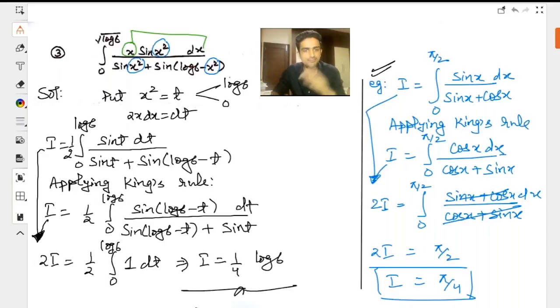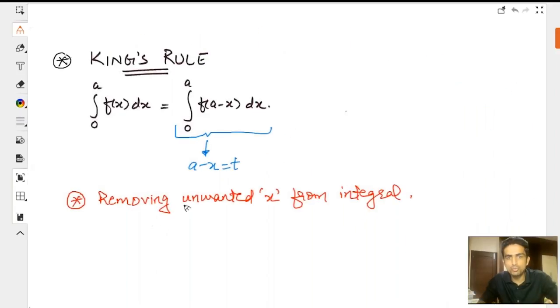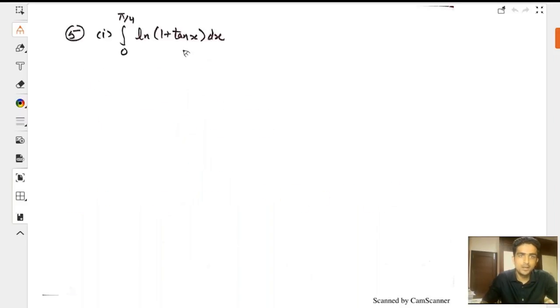Now let me give you the second approach we use with King's rule, or the second application of King's rule. So first is removing unwanted x from the integral. And what is the second application? Look at the question. By the way, this is also a previous year IIT question.